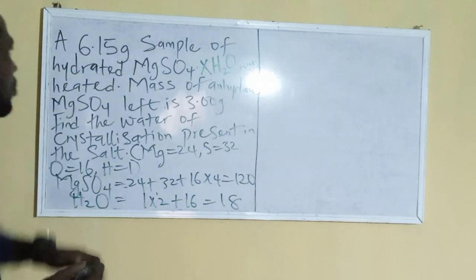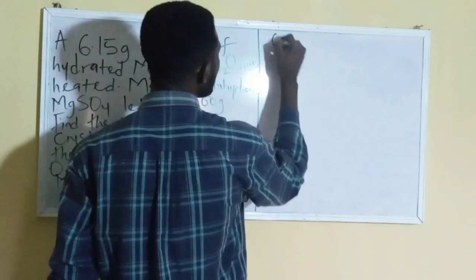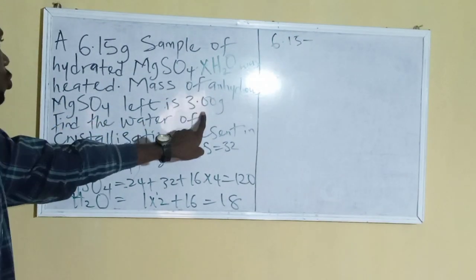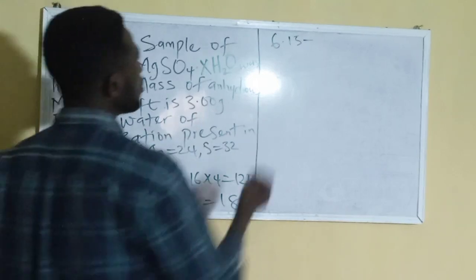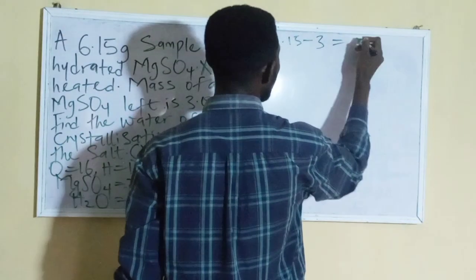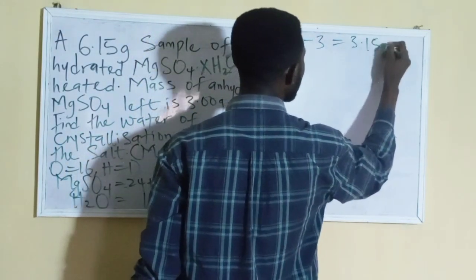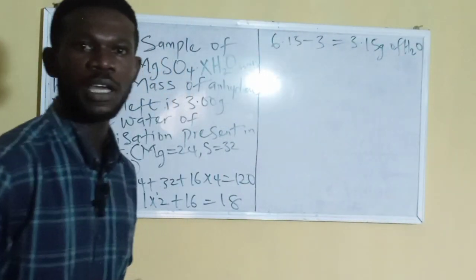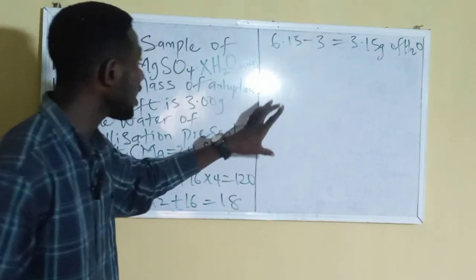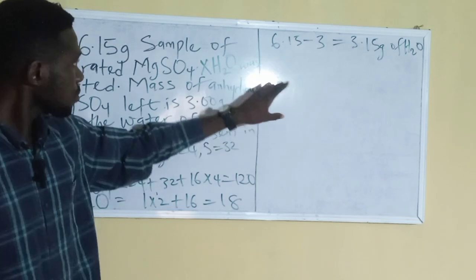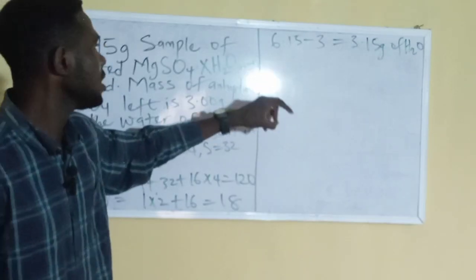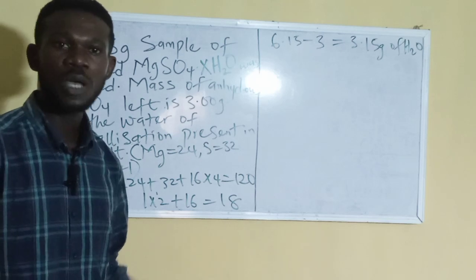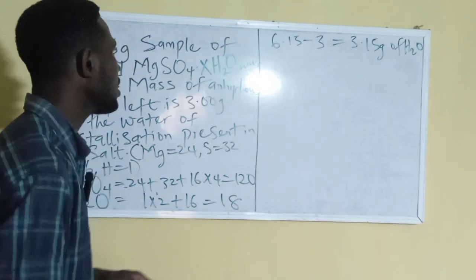The hydrated sample is 6.15, so you have 6.15 minus the anhydrous salt, which is 3 grams, and that gives you 3.15 grams of H2O. Now what's the next thing we are going to do here? The next thing is to find the number of moles. And what's the formula for number of moles? Mass over molar mass.